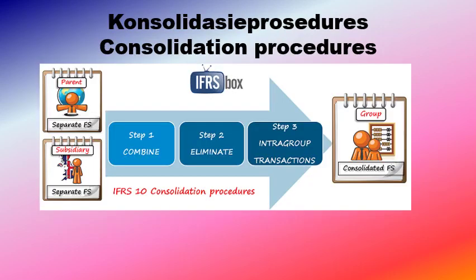The consolidation procedure can basically be divided into 3 steps. The first step is to combine all the financial statements of all the companies in this group together until you've added them all up. So you combine all the financial statements of the companies in the group. The second step would then be to eliminate the like items. We'll talk about that in a little bit more detail just now. Then the third step is to eliminate your intergroup transactions, the transactions that the companies in this group had with each other.